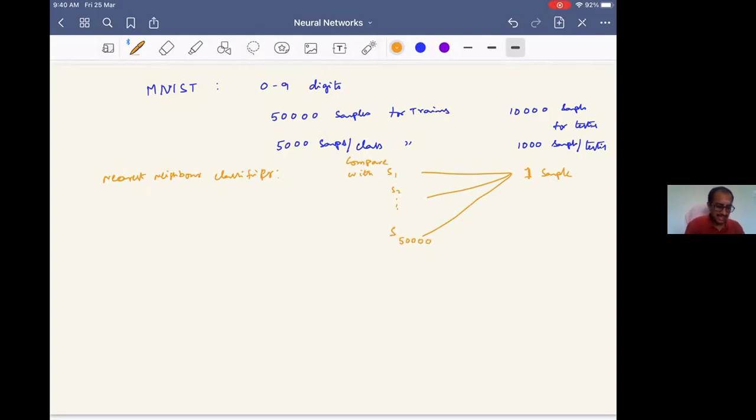Each sample means an image sample, right? So it's a digit, either 6 or 5, whatever. Assume that each sample is 20 cross 20 dimension. In fact, it is 28 cross 28 dimension. For simplicity, assume 900 cross 1 dimension, just to have simple numbers for our calculation. So each sample is a 900 cross 1 vector. For a single test sample, how many computations are required?